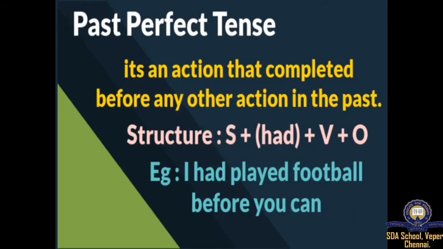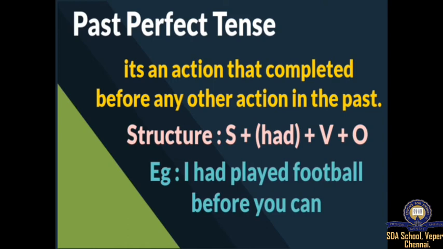It's past perfect tense. Let's see the definition. It's an action that completed before any other action in the past. I'll repeat. Past perfect tense, it's an action that completed before any other action in the past. And its structure is subject plus had plus verb plus object.